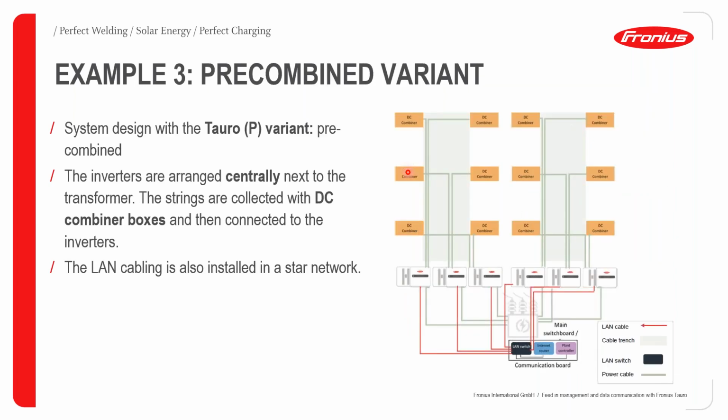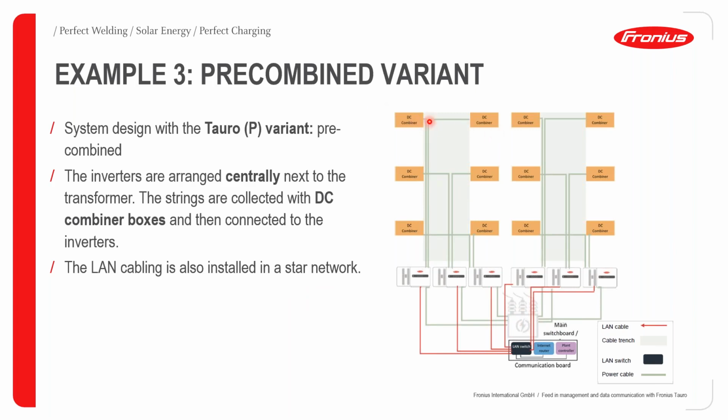The third example is when you are using a Tauro P variant. This stands for a pre-combined Tauro. Remember, when you are using a pre-combined Tauro, you will need to use DC combiner boxes. In this case, the inverters are arranged centrally next to the transformer. The strings are collected with DC combiner boxes and then connected to the inverters. The LAN cabling is also installed in a star network.